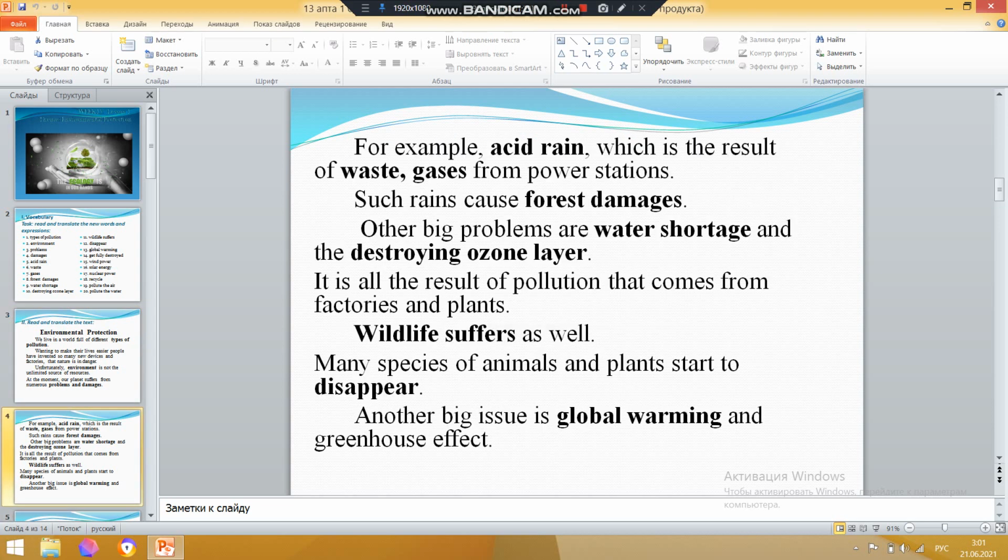For example, acid rain, which is a result of waste gases from power stations. Such rain causes forest damage. Other big problems are water shortage and the destroying of the ozone layer. It is all the result of pollution that comes from factories and plants. Wildlife suffers as well. Many species of animals and plants start to disappear. Another big issue is global warming and the greenhouse effect.